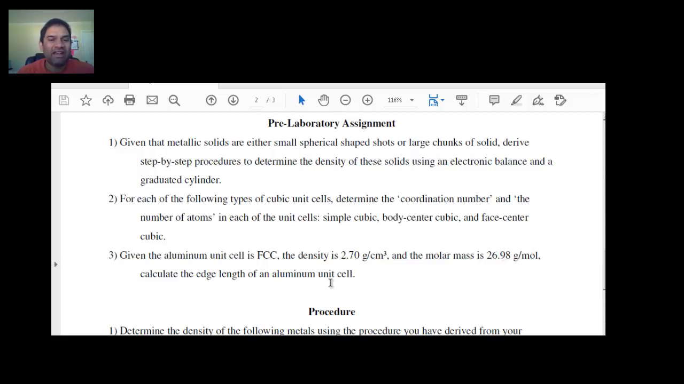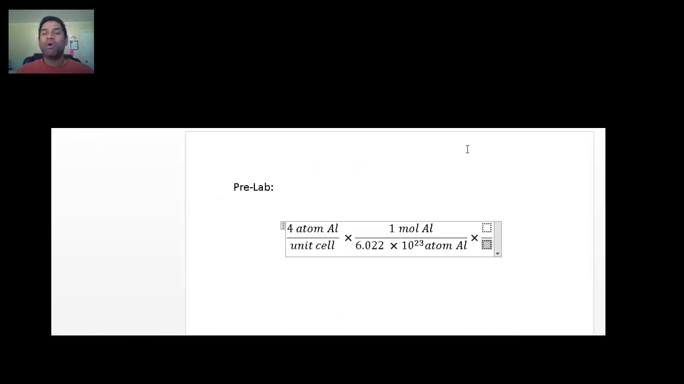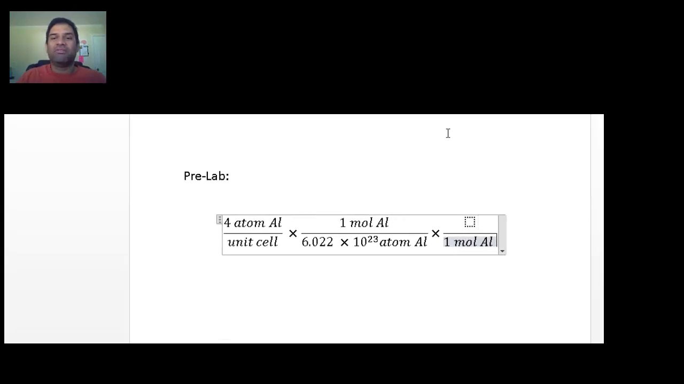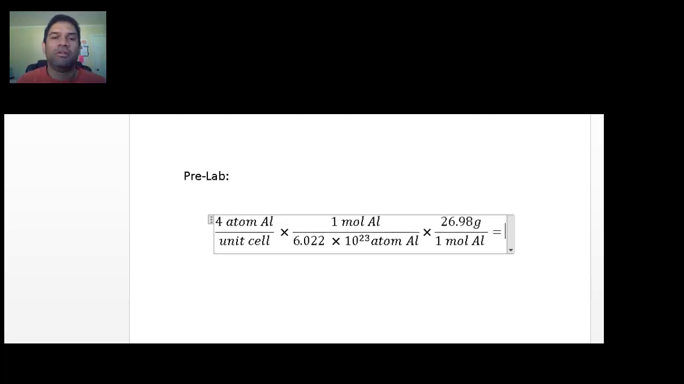The way we're going to do that is we realize that in an aluminum unit cell that's face-centered cubic, there's 4 atoms inside that unit cell. So the calculation is going to proceed like this. We know that for every 1 mole of aluminum, there's about 26.98 grams of aluminum. So let's do that conversion factor. Remember, we want everything to cancel out at the end. So let's do this in our calculator.